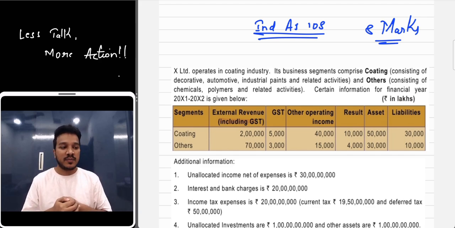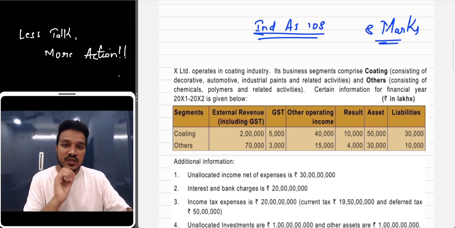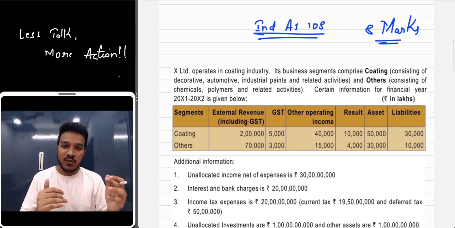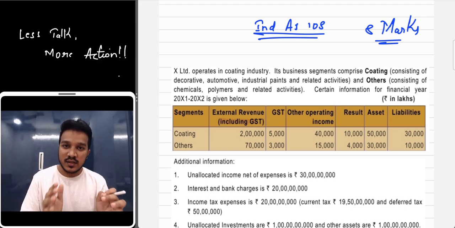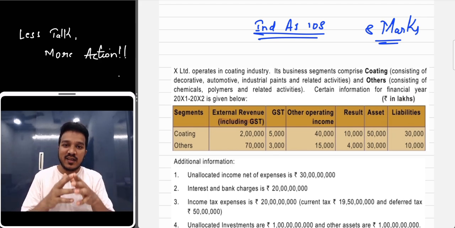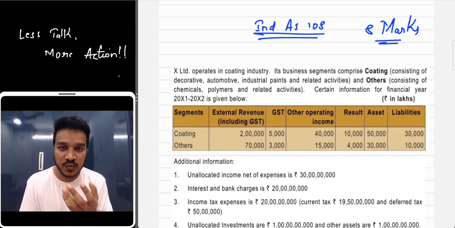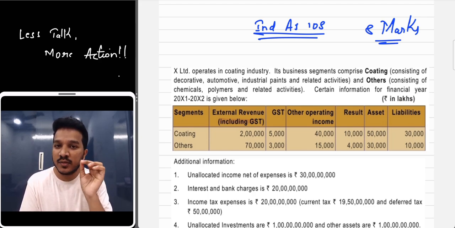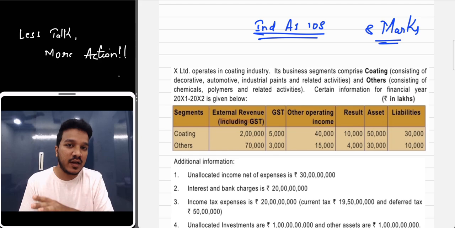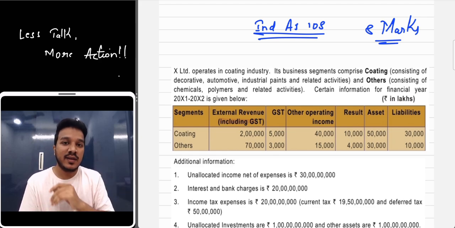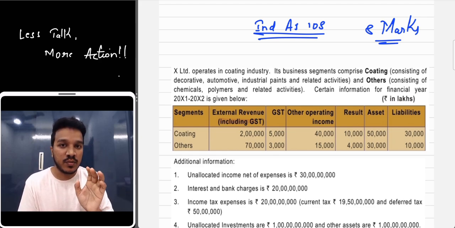So without wasting any more time, let's get into this question. This is basically a question from Ind AS 108 Operating Segments. It is one of the rare questions where the question has the whole answer. The question is like raw data, and you have to present it properly. That is what ICAI is expecting from you. You should practice this 2 to 3 times before the exam. Otherwise, definitely you will make a mistake. It looks easy, but definitely you are going to make a mistake if you don't practice.